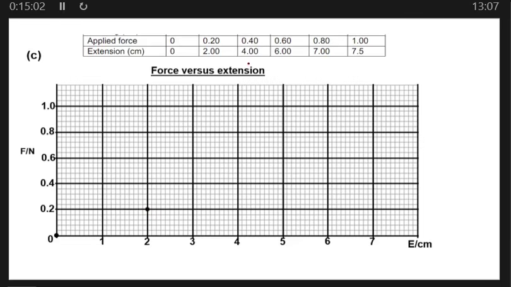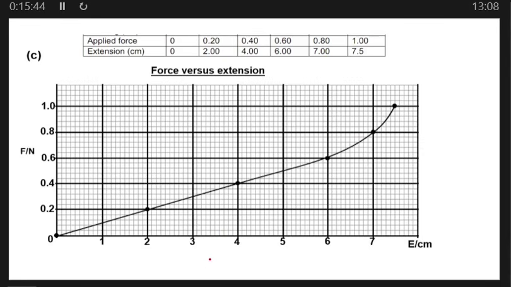Then we'll plot also 4, 0.4. So 4 is here, 0.4 is here. Then we also plot 6, 0.6. So 6 is here, 0.6 is here. Then we'll also plot 7, 0.8 here. Then we'll also plot 7.5, which must be here in the middle, 1 here. All right. Then what we are going to do now is draw a graph that will pass through all the points. All right, like that.